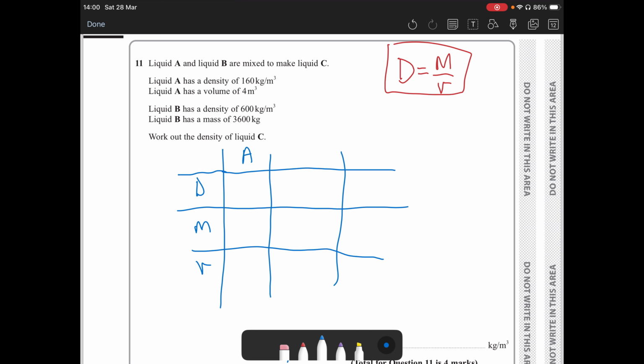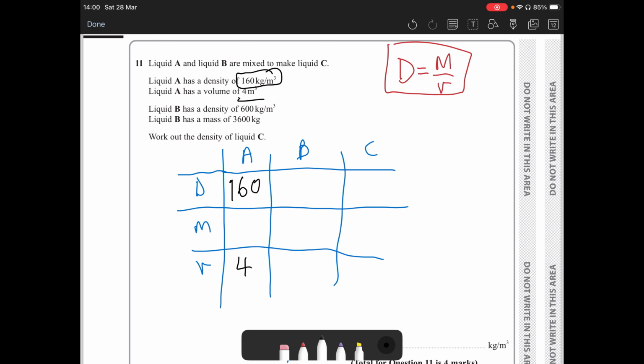Obviously we've got our 3 liquids, A, B, and C. Just fill out the table. What does the question tell us? Let's just pick numbers from the question itself. Liquid A has a density of 160. Liquid A has a volume of 4 meters cubed.